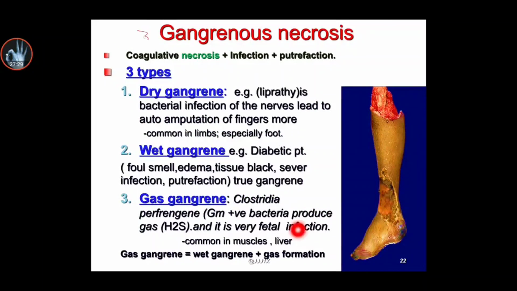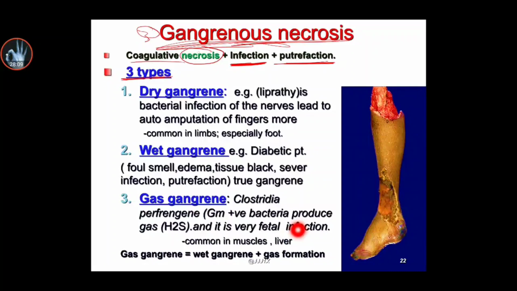The third type of necrosis, we say, is gangrenous necrosis. Gangrenous necrosis is a type of coagulative necrosis plus infection plus putrefaction. Putrefaction means, as we said on the first slide I think, a group of dead cells, the death of the organism.